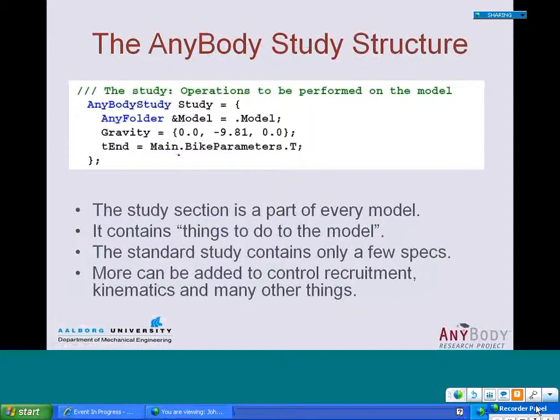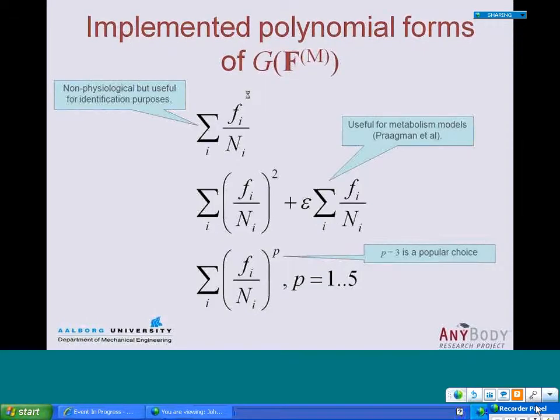However, you can also add a lot of stuff to this study in order to control what the study is doing. And so we're going to look a little bit into that on the next slide. I want to first talk about what kind of muscle recruitment criteria of polynomial form are implemented in the system.